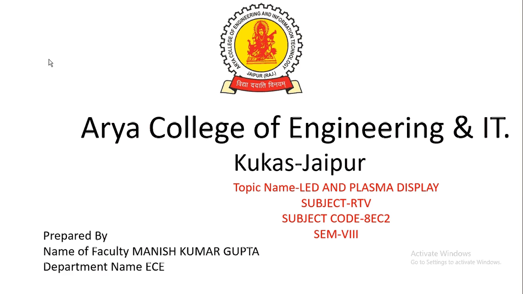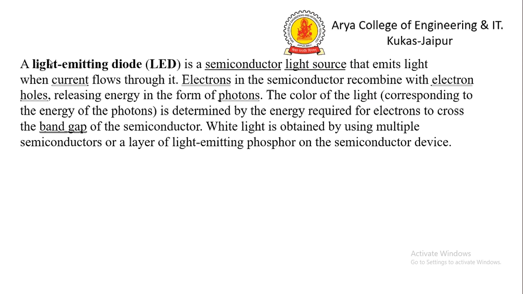The topic name is LED and Plasma Display. Subject RTV, subject code ATC2, semester 8. What is LED and plasma display in this complete slide? I am delivering the lecture on the topic of LED and plasma display, Unit 5. A light emitting diode is a semiconductor light source that emits light when current flows through it.